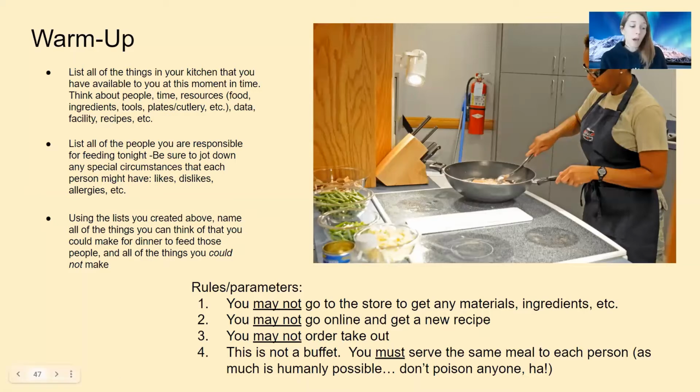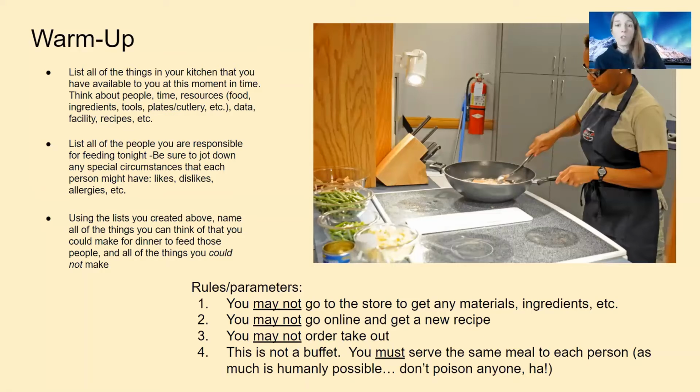And you have thought about who it is that you need to serve, or who it is that you need to make dinner for, or to be able to be welcome at your table when you serve your meal. Now, what I'd like you to do is take another minute and make two lists. The first thing you're going to make is a list of all of the things that you could make for dinner that would feed those people with only the resources that you have.